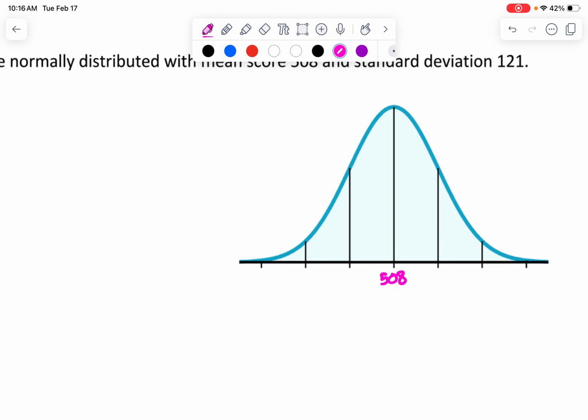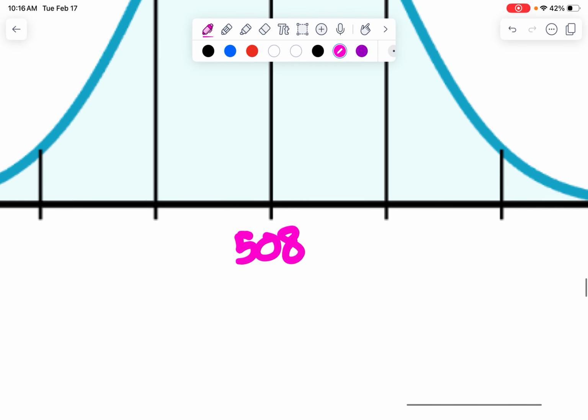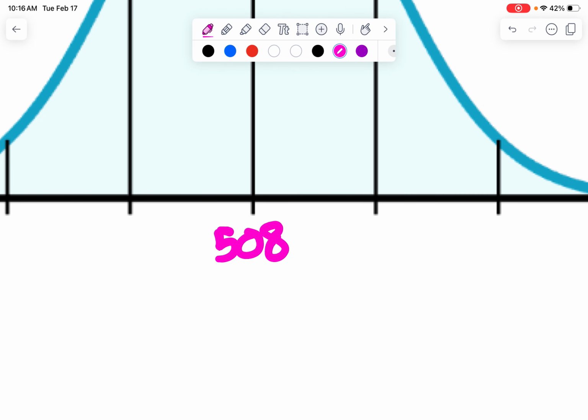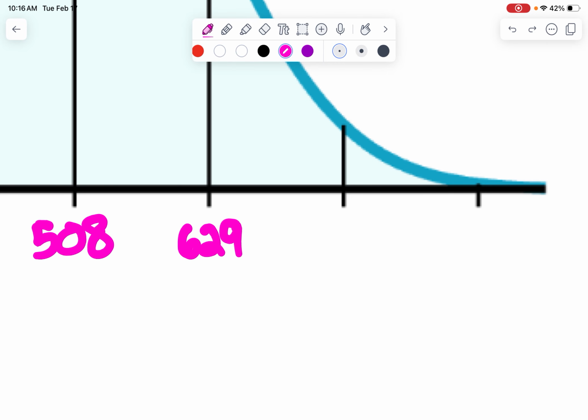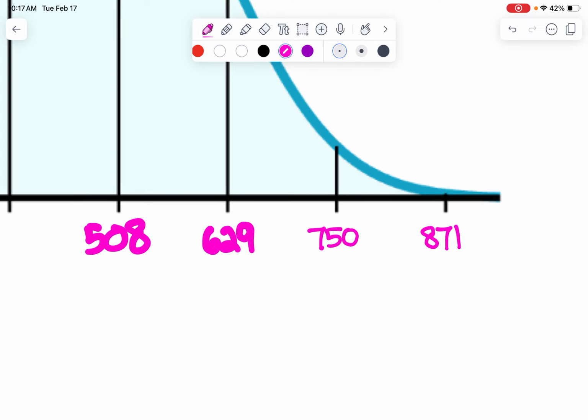So I'm going to fill this in. A 508 plus 121 would be 629. Okay. Let's make that a little bit smaller, and then add another 121, and that would be 750. And then again would be 871, right?